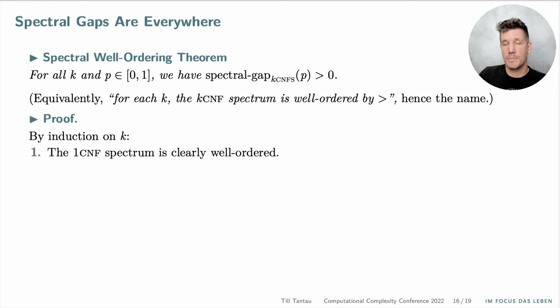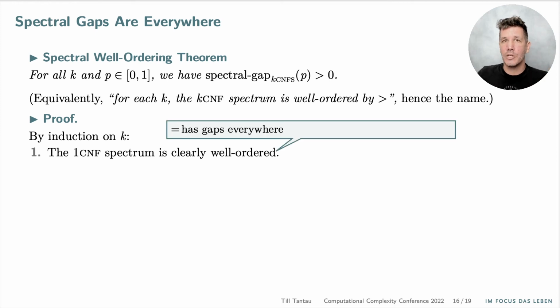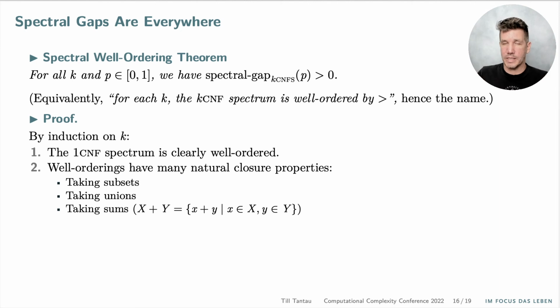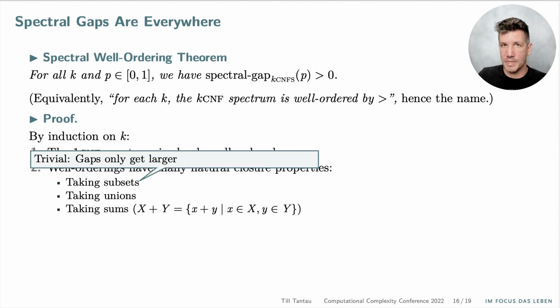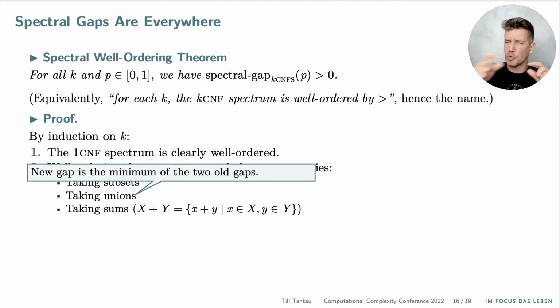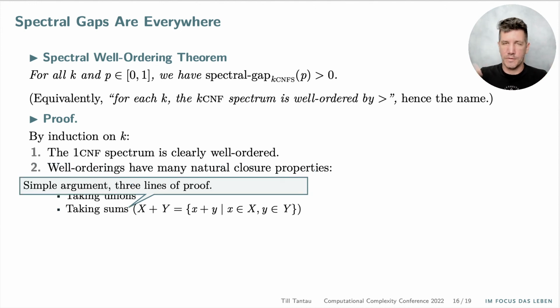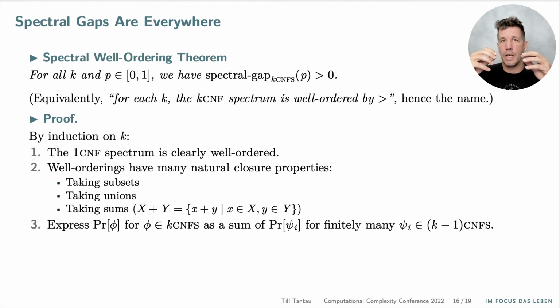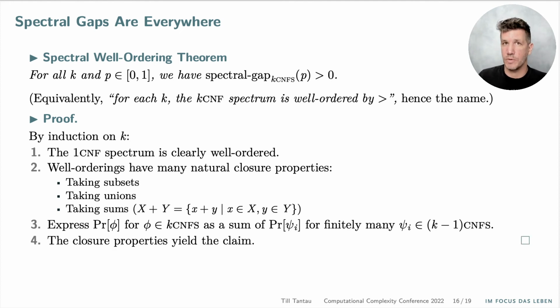The proof of this result is actually surprisingly simple. It's just basically 1.5 pages in the proceedings, because all you have to do is a simple induction starting with k equals 1. We had that. That was where we had gaps all over the place, so that's easy. And then you notice that these well-orderings, these things where there are spectral gaps everywhere, have many closure properties. For instance, if you have a well-ordering and take a subset, then you still have a well-ordering because that just makes gaps bigger. If you do a union, then the gaps get smaller, but there are still gaps. If you take the sum, well, then you have to argue a little bit more that you're still going to have gaps all over the place. And then what you show is, if you have a k-CNF formula, you can just express its satisfaction probability as a sum of satisfaction probabilities of k minus 1 formulas, and then applying the closure properties gives you the result. That's basically it. So it's a surprisingly simple result.